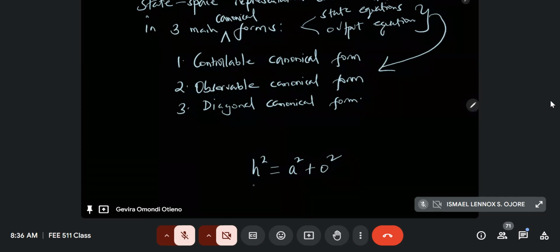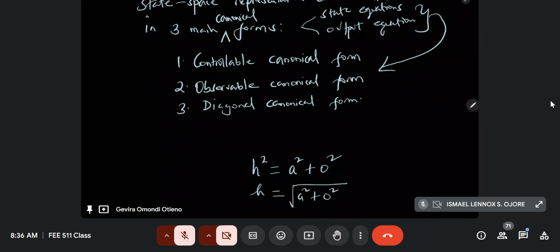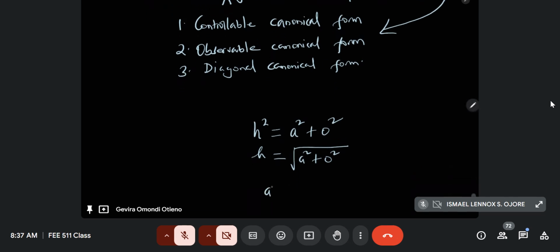But somebody would say h equals the square root of a squared plus o squared. These people have said one and the same thing, but they have represented the system in different forms. Somebody can say a squared equals h squared minus o squared. Again, we're still talking about the same system, but represented in a different form. That is exactly what we are saying with the state space representation: the system does not change, but the form in which we represent that system does.